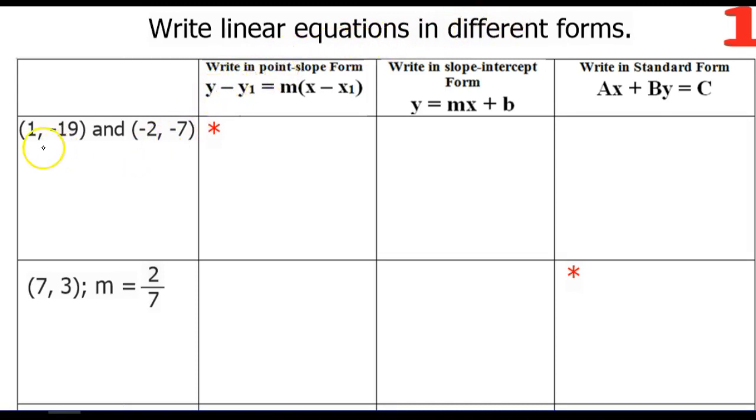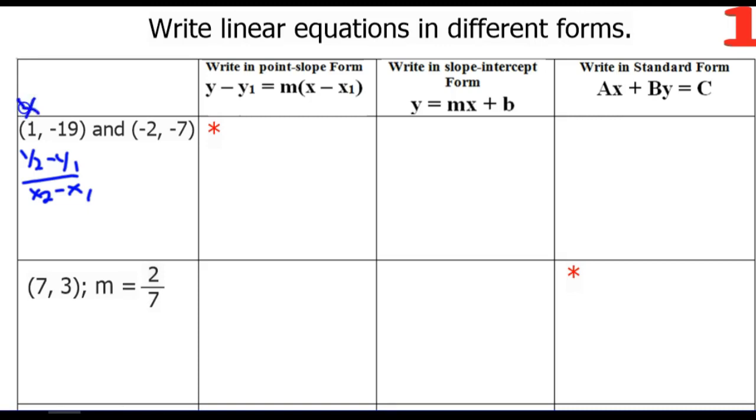So this first problem says we're given 2 points and we need to write it in point-slope form, slope-intercept form, and standard form. The first thing we need to do when trying to look for point-slope form is find a point and find a slope. Well, we have 2 points. So we know we can use one of those points, but we need to find the slope. So we got to do y2 minus y1 over x2 minus x1.